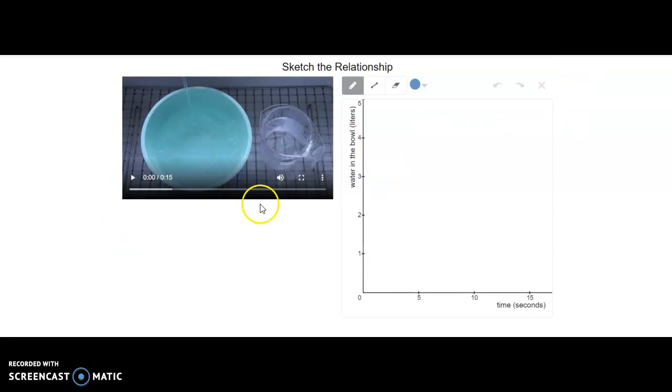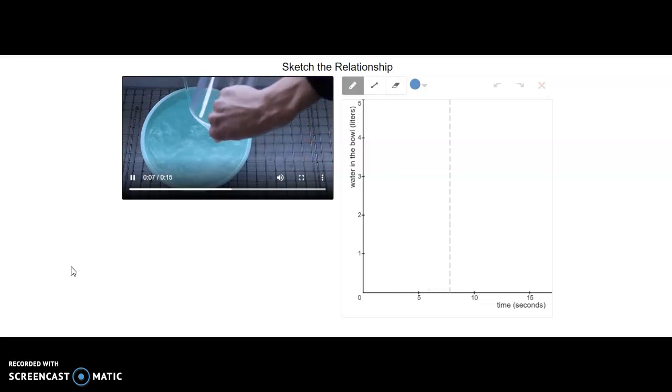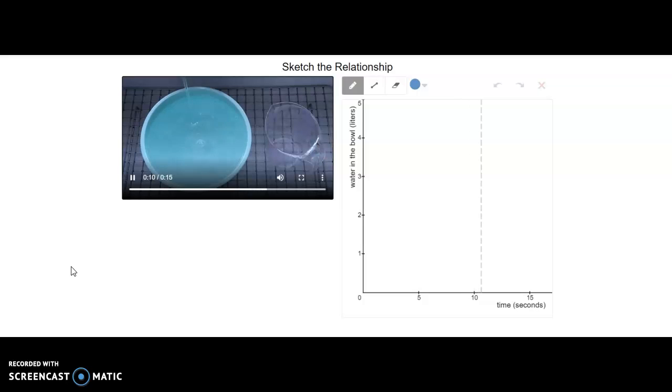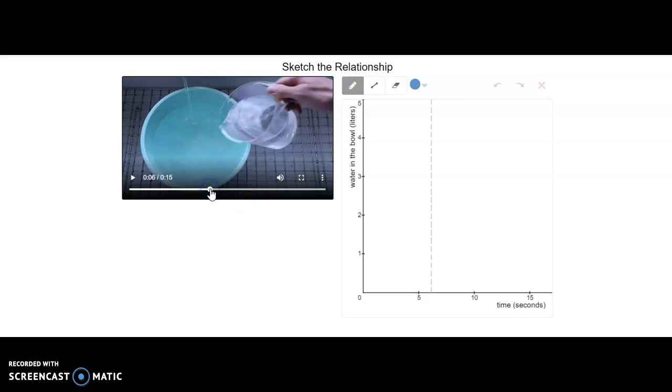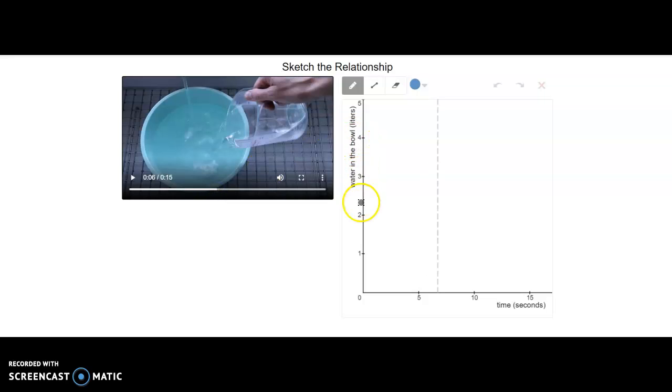We're looking at this cup of water. So I'm going to zoom in real quick so you can see it, but I want you to play the video and see what's happening. And then once you think you know, you're going to sketch the relationship. So did you notice what was going on in that video? What happened? Yeah, they put more water into it at this point, and they dumped it all in. Do you think my water in the bowl got higher, lower, about the same? What do you think? Well, let's sketch it out.